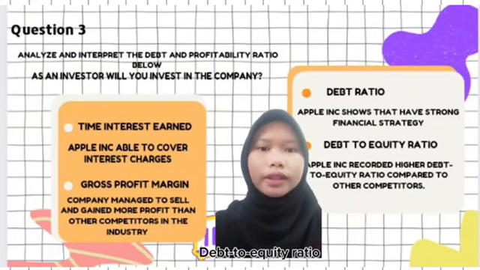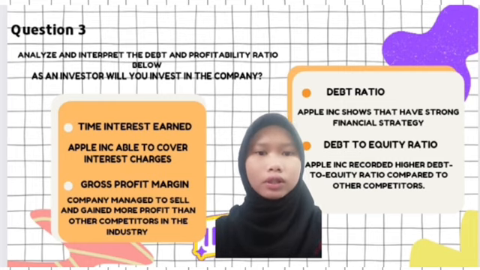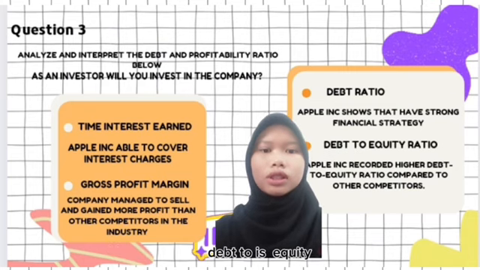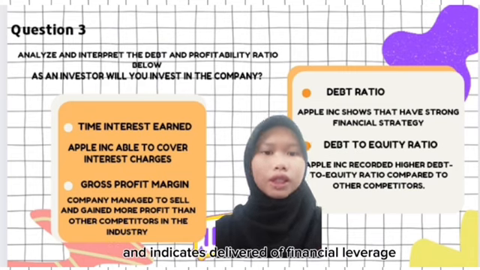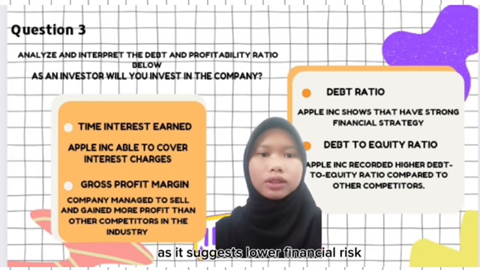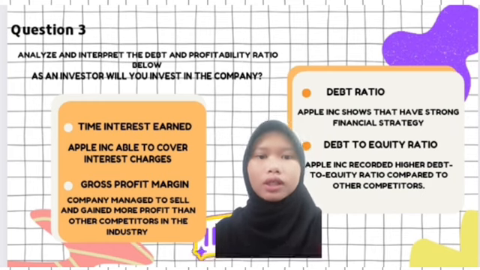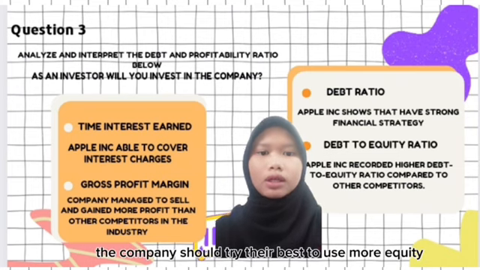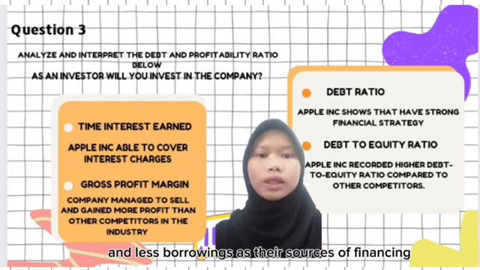Debt to equity ratio. Apple Inc. recorded a higher debt to equity ratio compared to other competitors. This ratio measures the proportion of a company's debt to its equity and indicates the level of financial leverage. A lower ratio is generally considered better as it suggests lower financial risk. A high ratio shows that the company used more borrowing, which can lead to huge debt to be paid. A company should try their best to use more equity and less borrowing as their sources of financing.